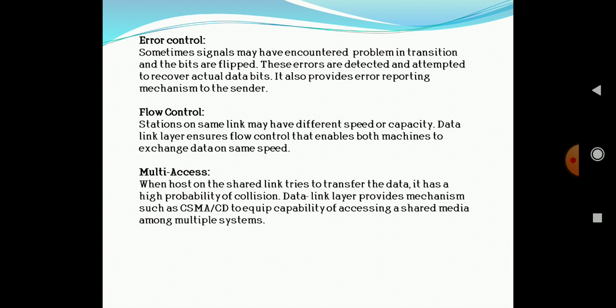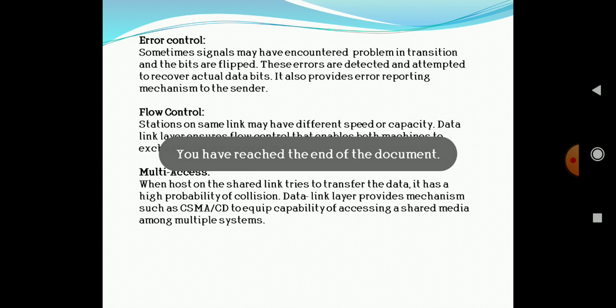Next functionality is multi-access. When hosts on the shared link try to transfer the data, there is a high probability of collision. Data link layer provides a mechanism such as CSMA/CD to equip capability of accessing a shared media among multiple systems.